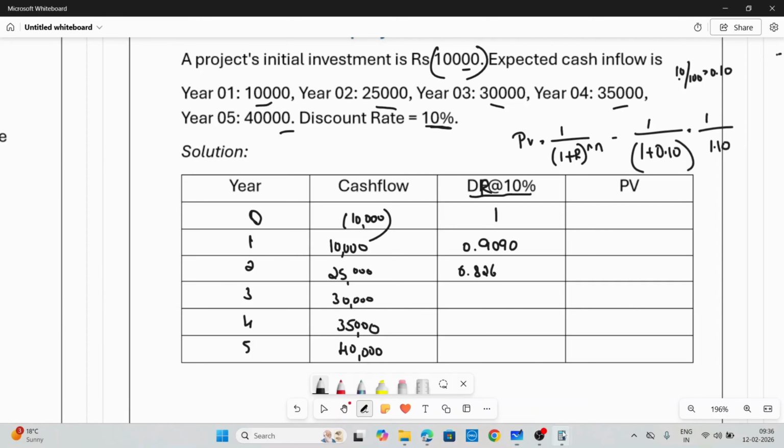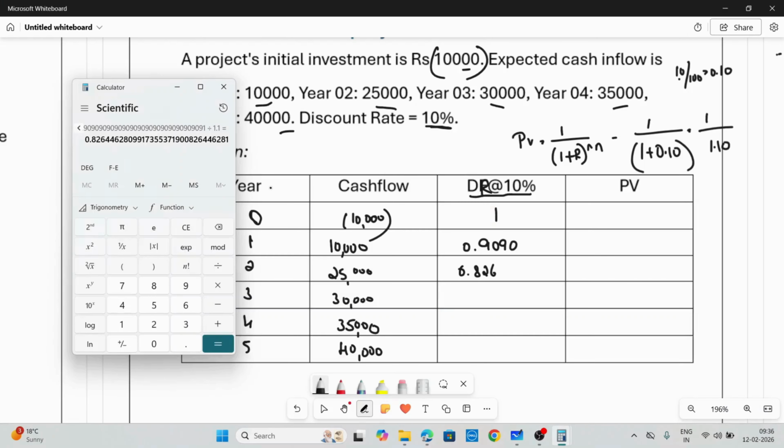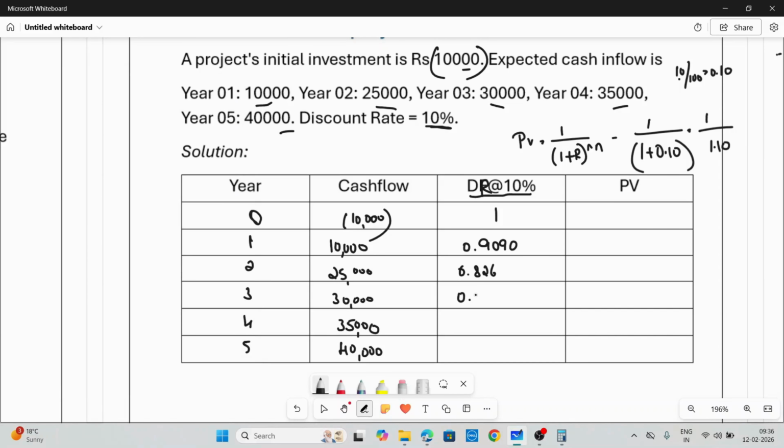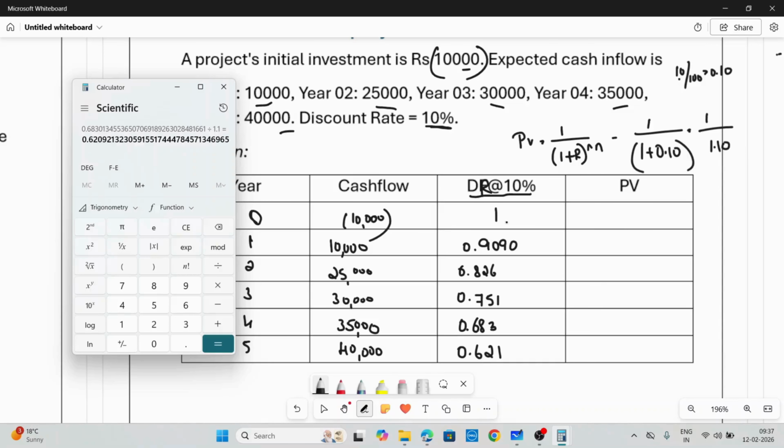It's 0.826 for the third year. Again press equals. It's 0.751 for the fourth year, and for the fifth year it's 0.683, and for the next it's 0.621. Now let's calculate PV.